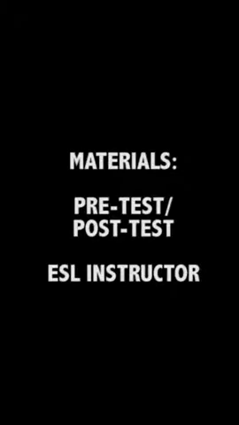The materials we will be using for our research study will be a pre-test and a post-test and an ESL instructor. For our procedure, first we will give third grade ESL students in a Title I school the same pre-test at the beginning of the school year. Next, based on the pre-test scores, we will group the ESL students according to similar proficiency levels. Then we will split that group in half.